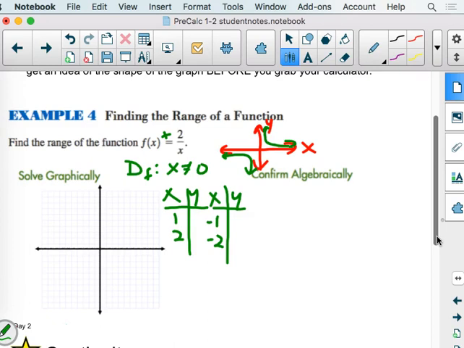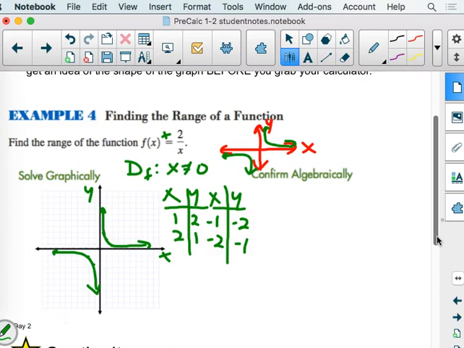So 2 divided by 1 is 2, and 2 divided by 2 is 1. So we've got 1, 2, and 2, 1. And there it is. Right, and then on the other side, if we put a -1 and a -2 in, we'll get -2 and -1. So -1, -2, and -2, -1. And it looks like so. And that's the division that tells us this is going to be hyperbolic. That's what we need to see.